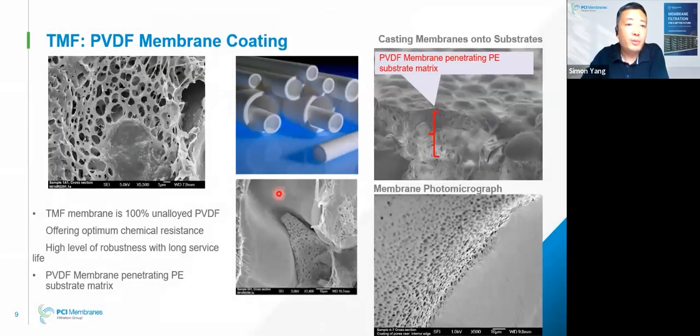So the next step is membrane coating. The PVDF membrane material is 100% unalloyed PVDF, offering optimal chemical resistance and a high level of robustness with long service life. And it is worth mentioning that the PVDF membrane does not just spread over the surface, but penetrates the whole PE substrate layer, which allows the membrane to be anchored to the substrate tube, giving very strong binding force.